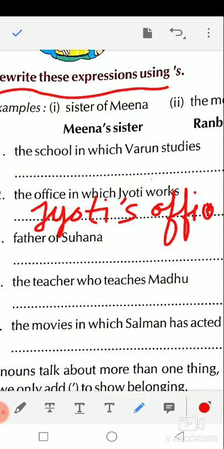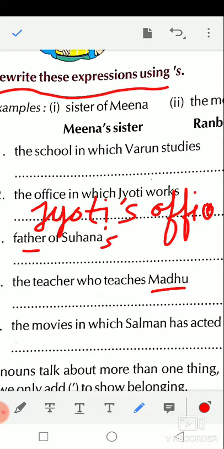Jyoti's office. The office in which Jyoti works, so we can also write Jyoti's office. It means this office belongs to Jyoti. Father of Suhana, we can also write Suhana's father. The teacher who teaches Madhu, Madhu's teacher.